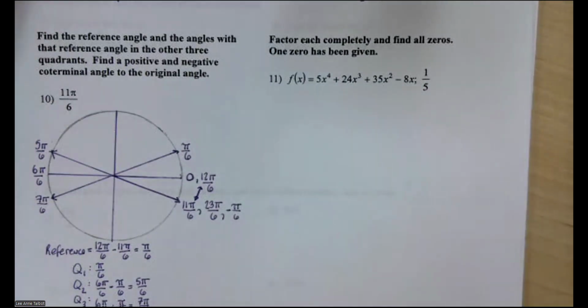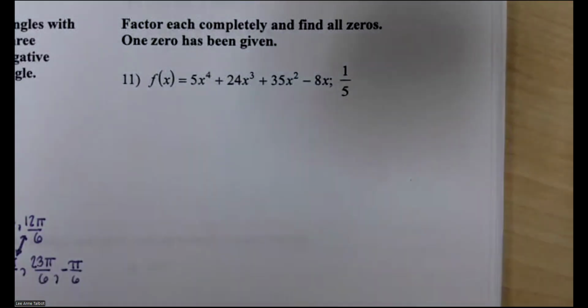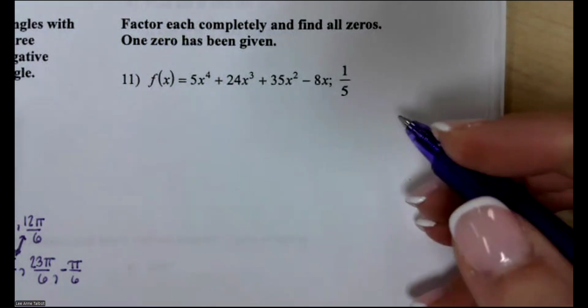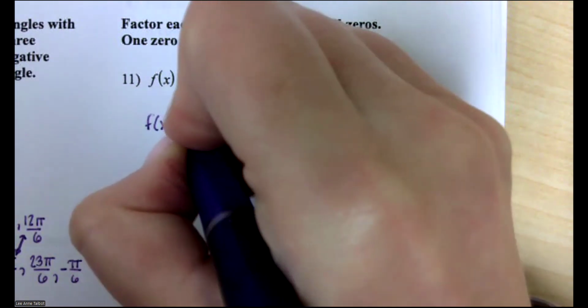Okay, number 11. Factor each completely and find all zeros. One zero has been given. Do you notice that there is a GCF in this problem? Do you notice now that I said something? No? I hope there's a GCF because I'm lazy.